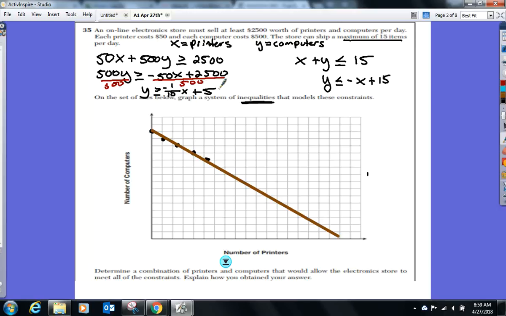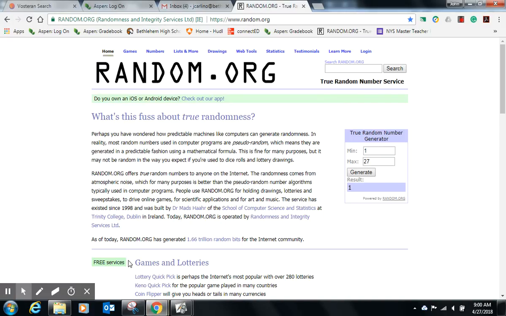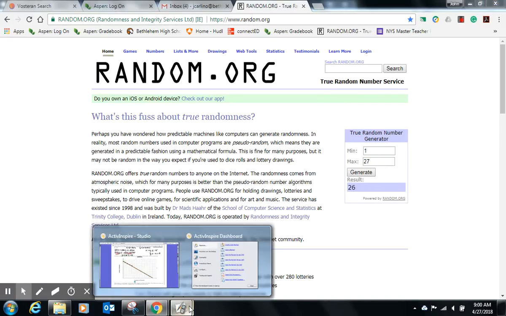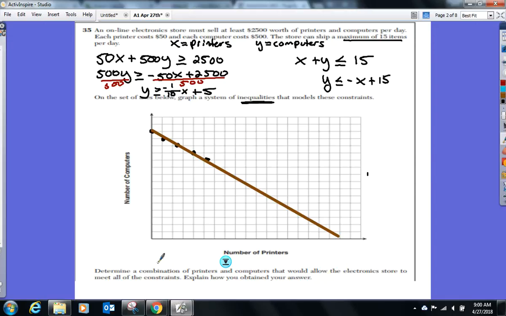Plus 5. All right, time to graph it. What's the y-intercept? What's my y-intercept up here? We got a 26 today or no? What's my y-intercept? 5. Everyone go ahead, graph 5.